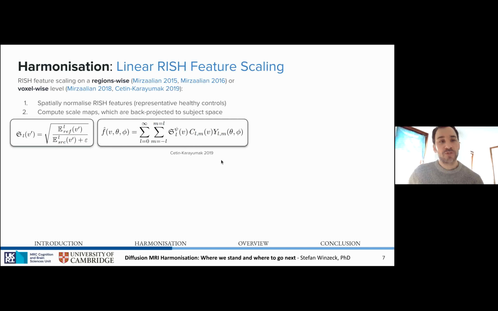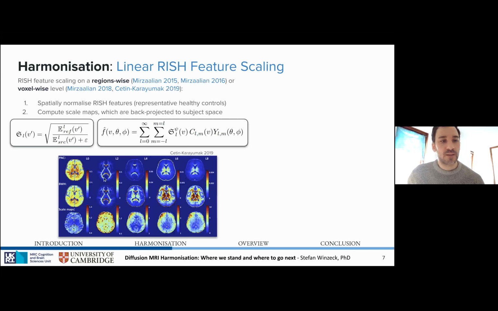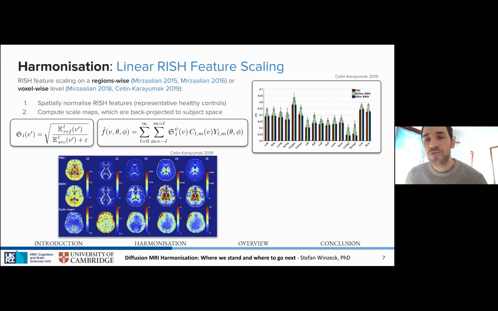And in the original paper, they also showed an example on two different scanners, where in the first row you have one scanner and its RISH features. In the second row, you have the other scanner and its RISH features, and then you see the scaling maps, how this would compare. And they also showed before and after harmonization, that you can reduce the bias between the different scanners. So blue and red are the ones that are harmonized.